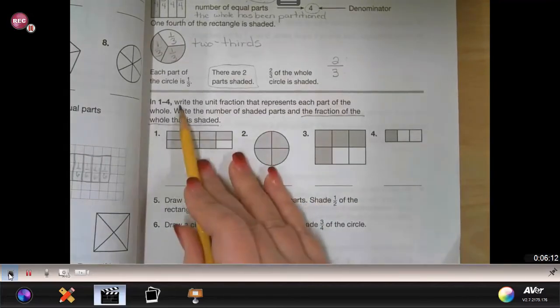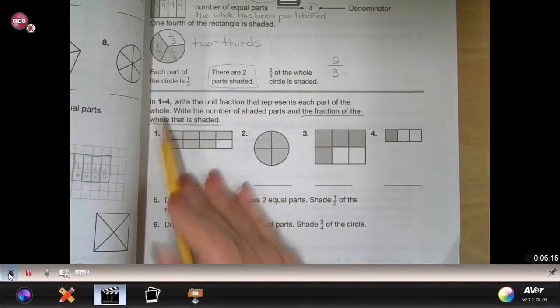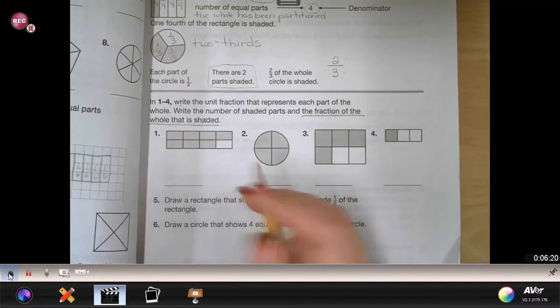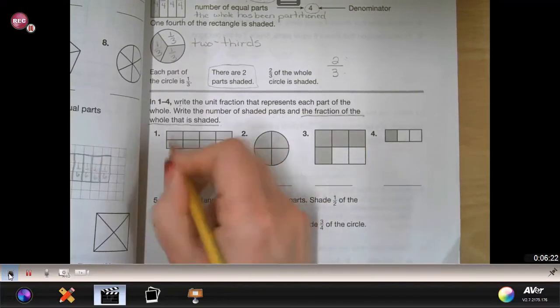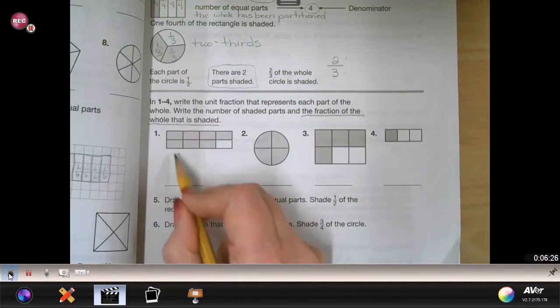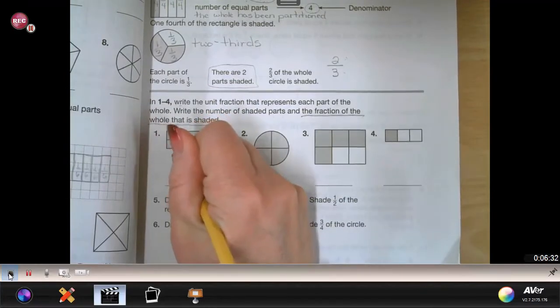The first thing it asked us to do is write the unit fraction that represents each part of the whole. Well, we have 1, 2, 3, 4, 5, 6, 7, 8. So we know our denominator is going to be 8. And each one of these pieces is one of the 8 pieces. So in each one of these, I'm going to write 1/8.